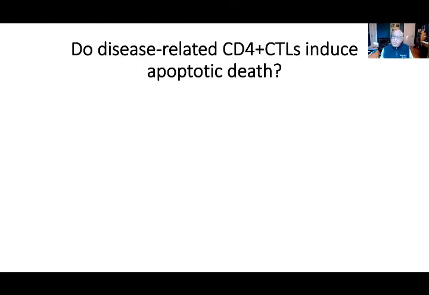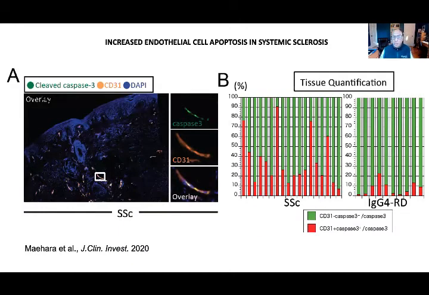Then the question was, do these cells induce apoptotic death? And then this interesting result came out. We noticed that endothelial cells are undergoing apoptosis quite a bit in this disease, in systemic sclerosis. In IgG4-related disease, we have apoptosis, but not so much of endothelial cells. So these CD31 positive cells are endothelial cells. And you can see cleaved caspase 3 inside these endothelial cells. And the blood vessel cells, some cells are undergoing apoptosis.